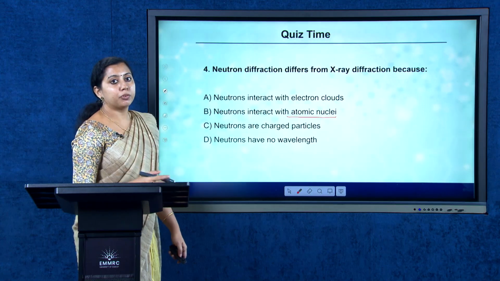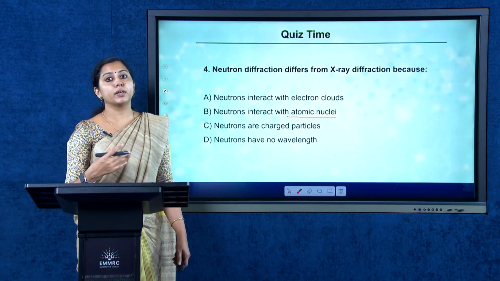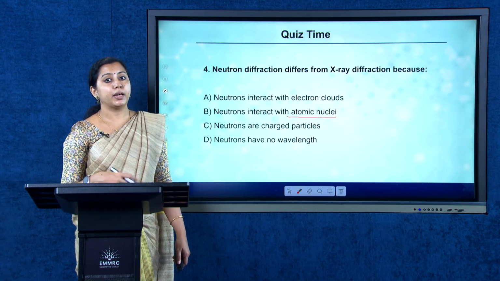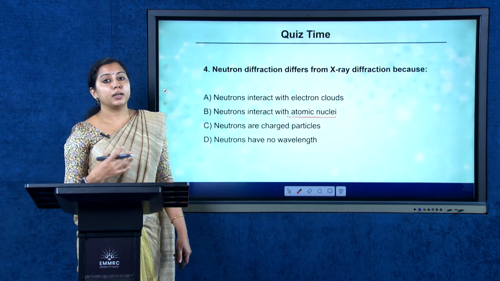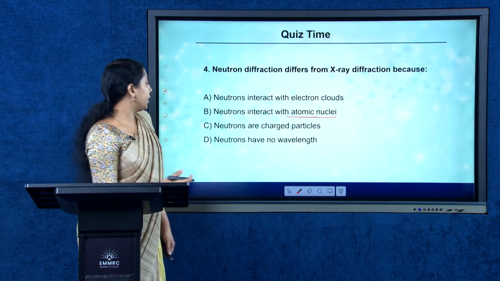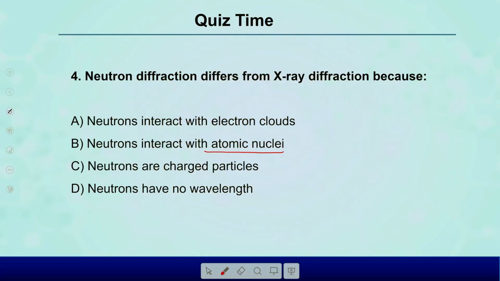So, in question number 4, how does neutron diffraction differ from X-ray diffraction? X-rays interact with the electron clouds or electrons, whereas in neutron diffraction, neutrons interact with the atomic nuclei. So, the correct answer is option B, neutrons interact with atomic nuclei.